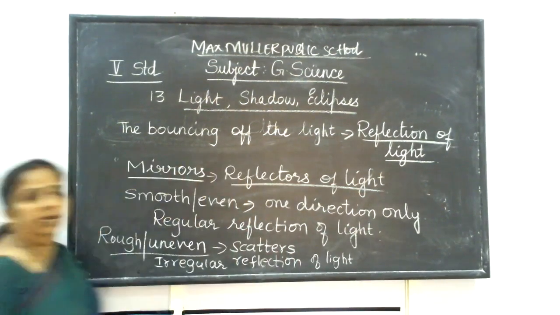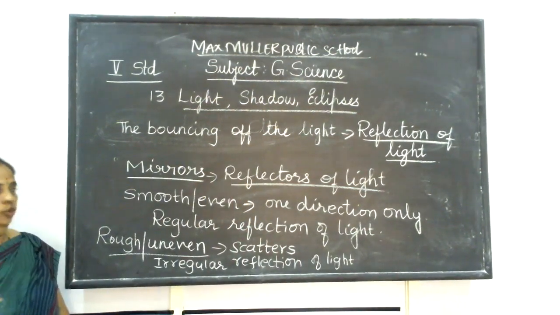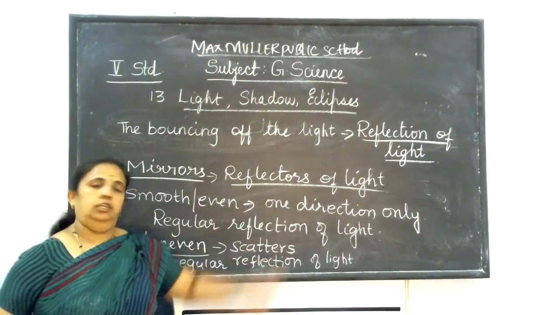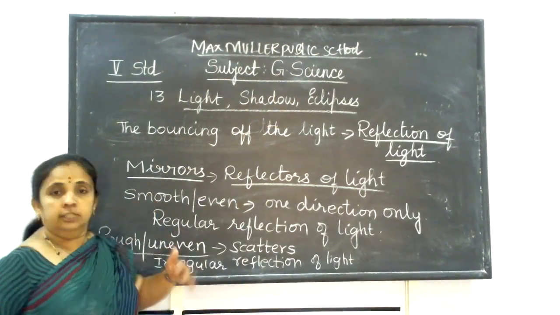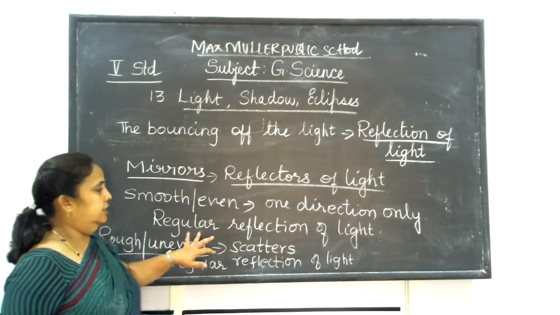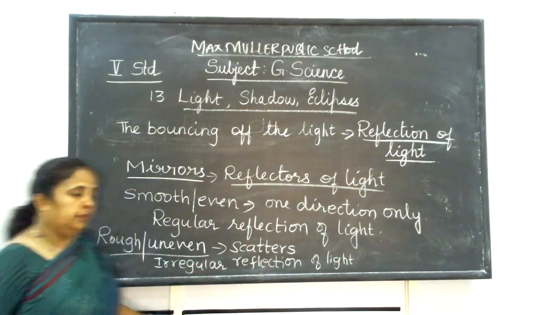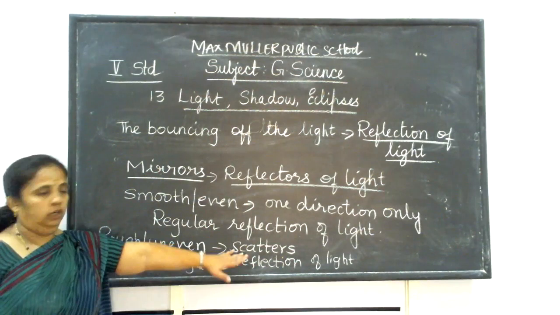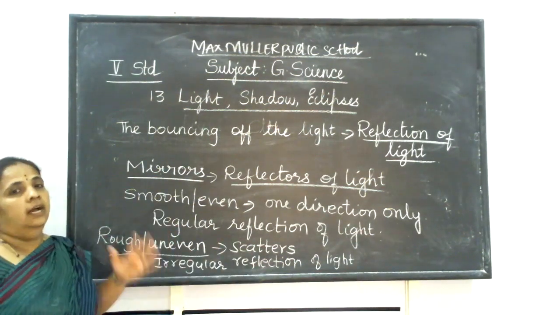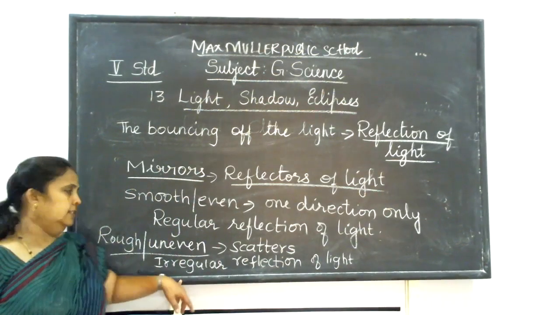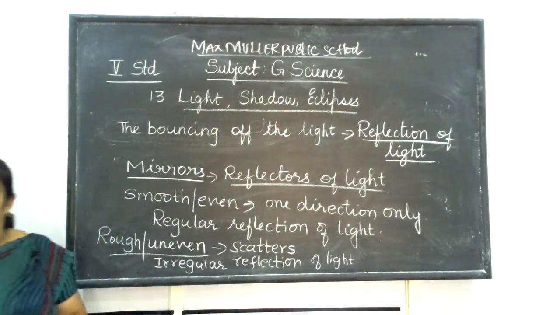So what is regular and irregular? If light falls on a smooth or even surface, it will fall in one direction only, and the image formed will be very clear. That we call regular reflection of light. On the other hand, if the surface is rough or uneven, the light scatters and the image formed will not be clear. In such a case, we call it irregular reflection of light.